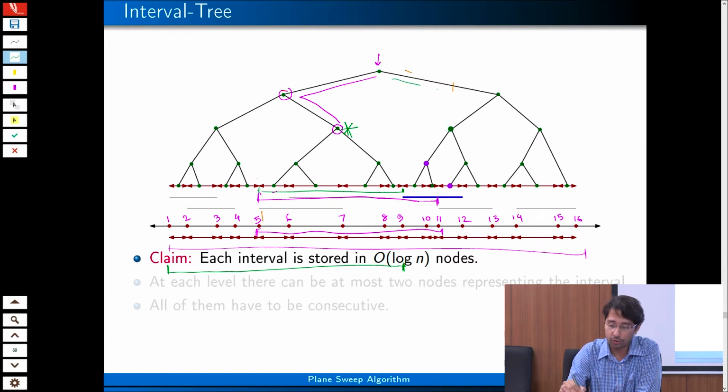But I know that it goes to the right as well. Go to the right, then again to the left only, then again to the left, and I will report this. So only 2 nodes are needed to represent this purple interval. No, this is still here, right? Yeah. Okay.